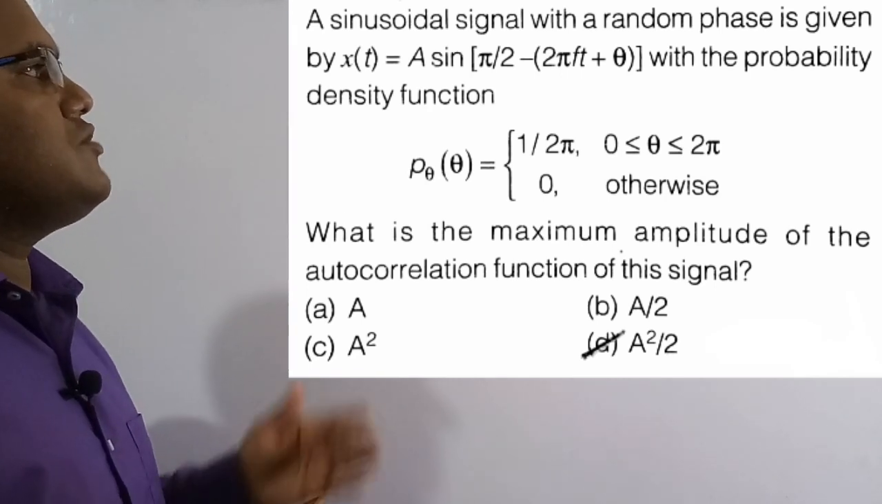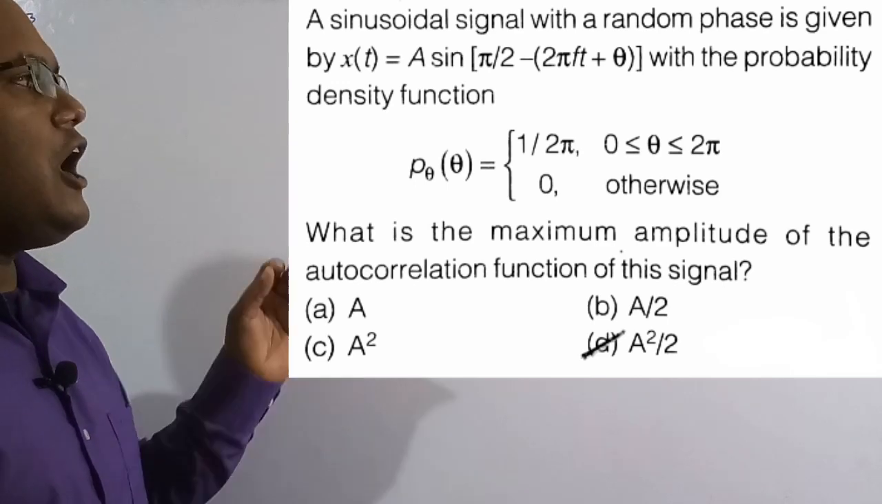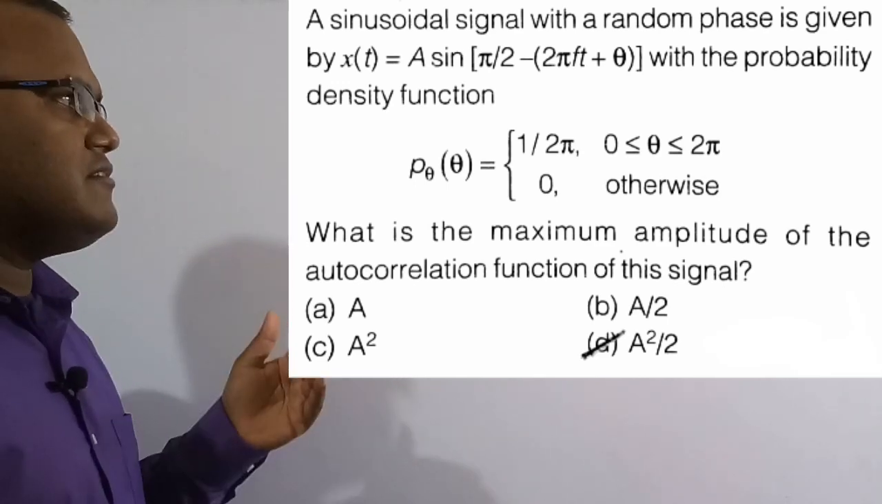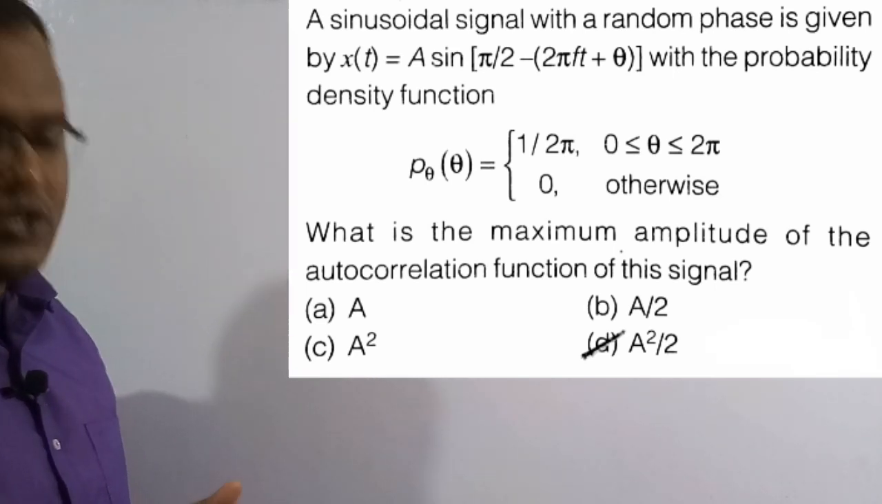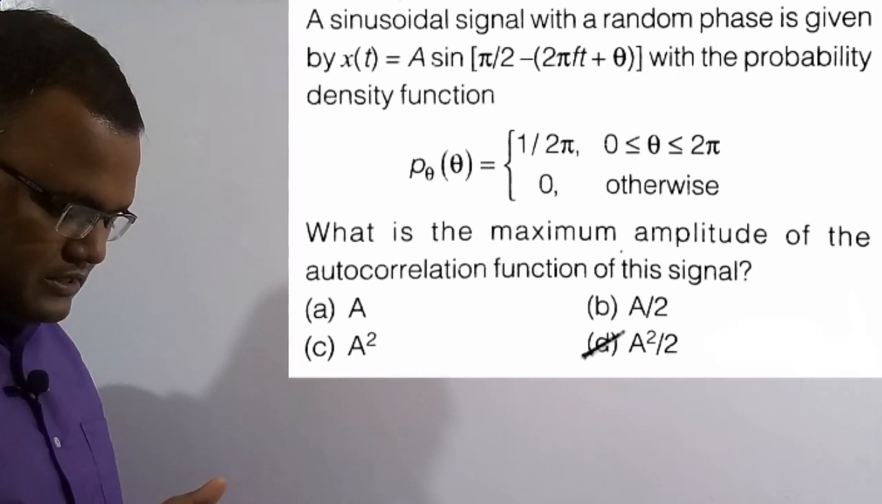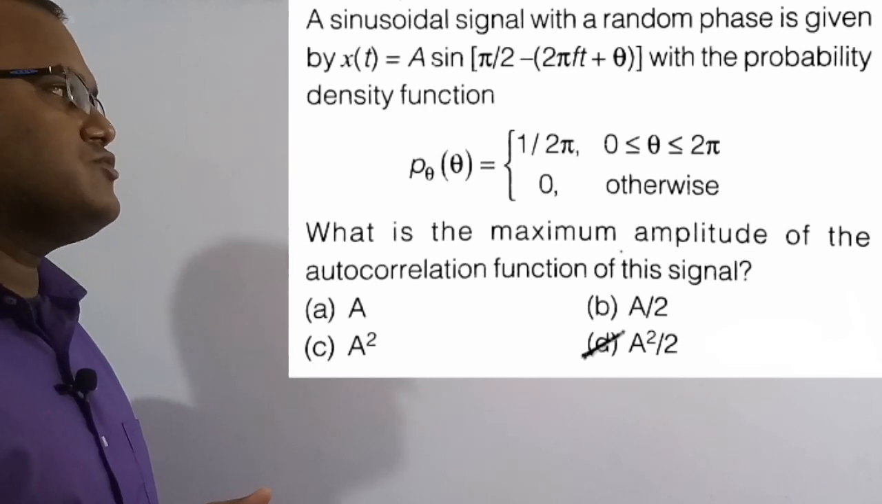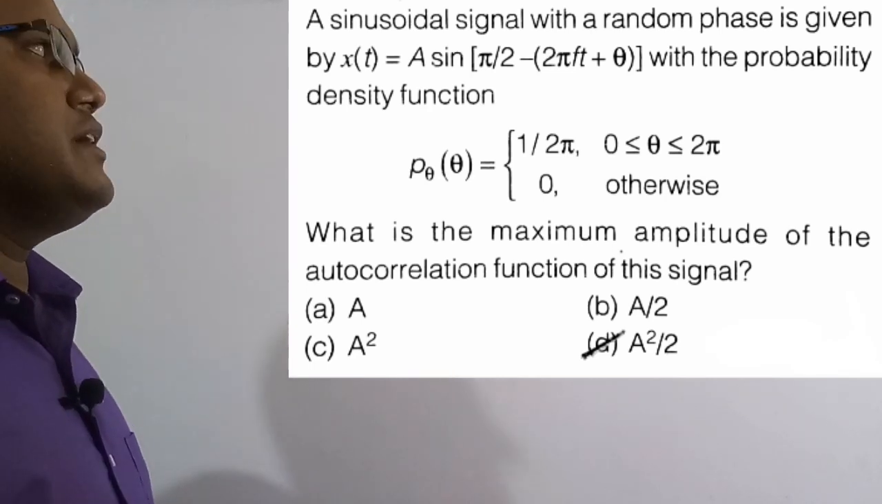Basically, for this x of t, we have to figure out the autocorrelation function, and then find the maximum value of this autocorrelation function. So what are the four options? Option D, which is A squared by 2, is the correct solution of this question. So let's solve this numerical.